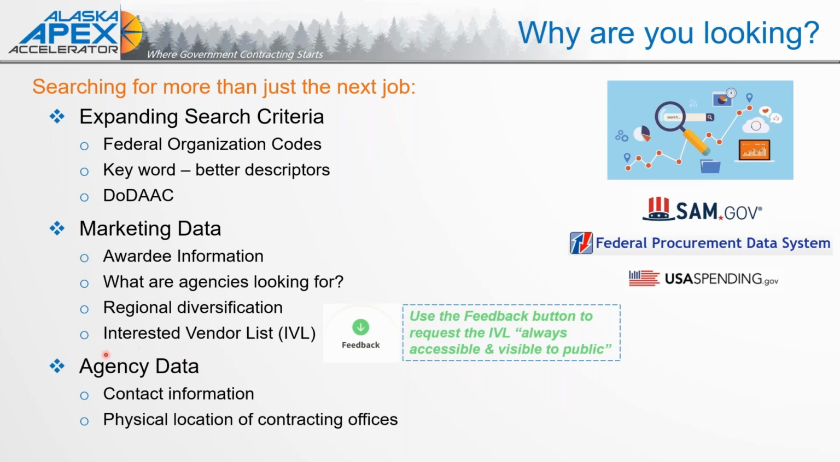We can look for agency data. So again, if we're trying to do research on, you heard me mention JBER or the Corps of Engineers, we can use those DODACs, and just by searching that specific DODAC, we can find a pretty active list of who the current contracting officers are and their contact information for that particular contracting activity.